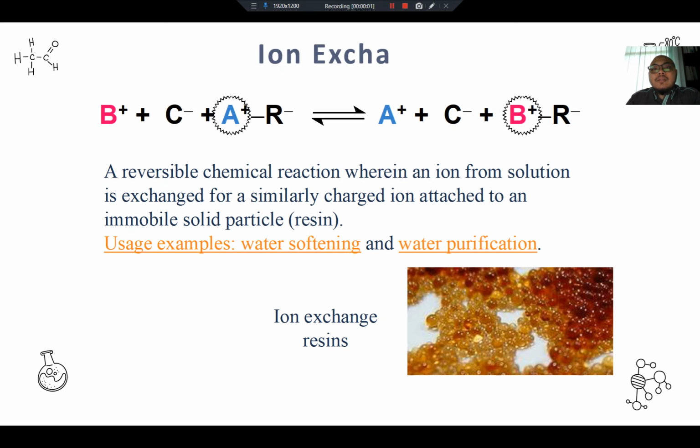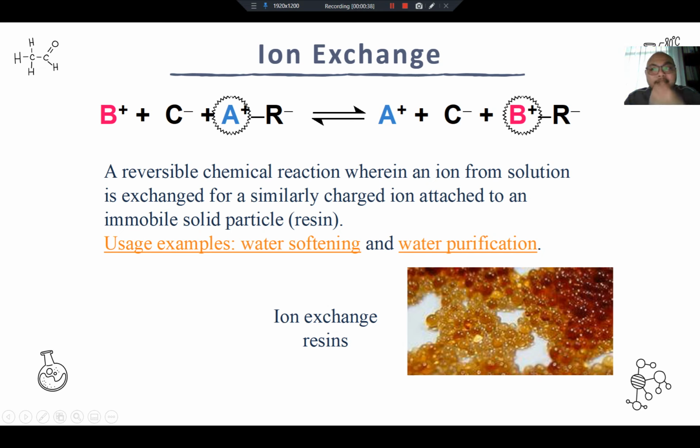Okay, now let's look at, I think the last one lah, in the chemical reaction, and also for the separation forces, okay, under this chapter. Right, for the ion exchange, it is a reversible chemical reaction wherein an ion from solution is exchanged for a similarly charged ion attached to an immobile solid particle resin. Okay, so it's reversible, wherein an ion from solution can exchange with the charged ion attached to the resin.